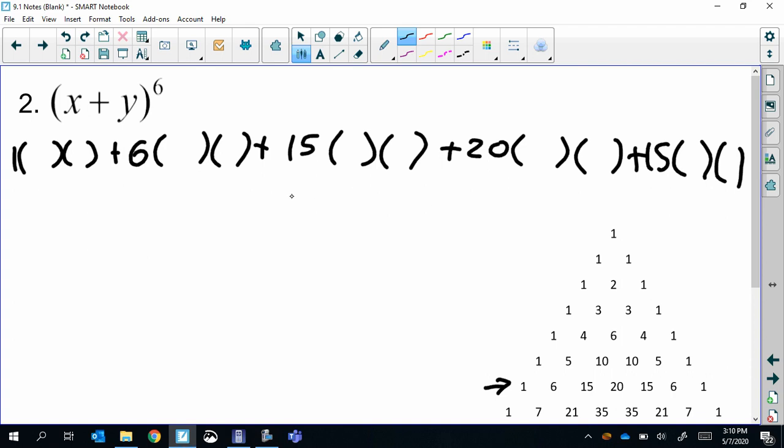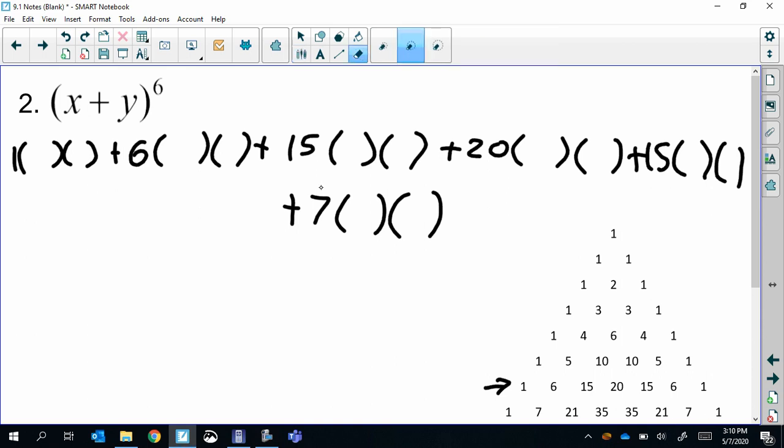7, and then not a 7, a 6. Whoops. It should also be symmetric, right? So the 6s need to match, and now our 1s need to match. Make sure we're looking at the correct row.